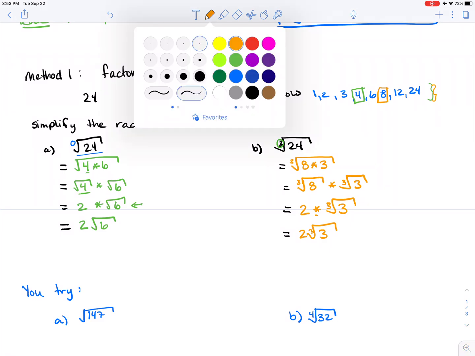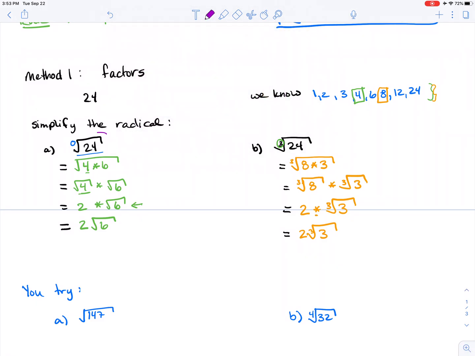So what we've done is we have actually gone from an entire radical to a mixed radical by finding the factors of our radicand. So this is the radicand.